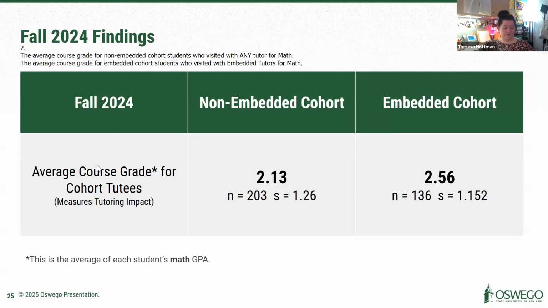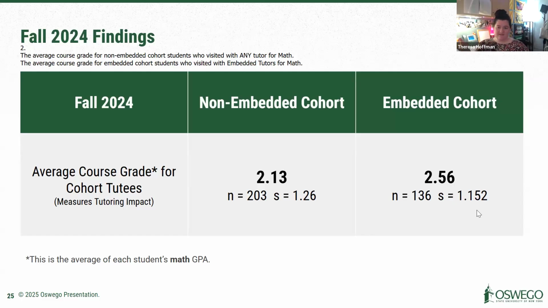In my next graphic, we're looking at the average course grade for cohort 2Ts. The GPAs you're seeing here are their math GPA. We didn't look at other subject areas, it's just how they did in their math class. If we consider the non-embedded cohort, so again, these are people that did not have the embedded tutor in that class, their course grade was a 2.13. Whereas in the embedded cohort, they had a 2.56.